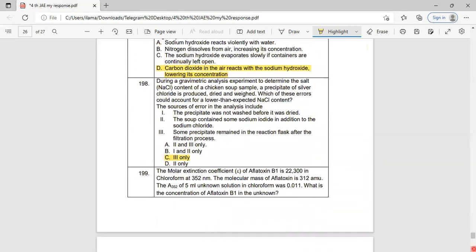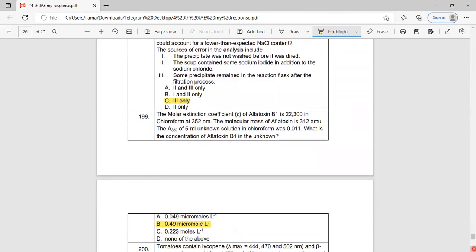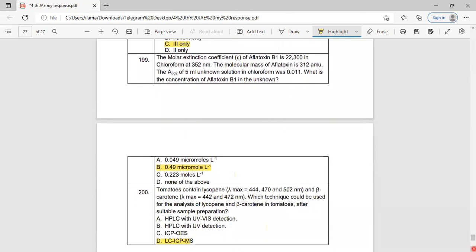Next, the molar extinction coefficient of aflatoxin B1 is 22,300 in chloroform at 352 nanometer. The molecular mass of aflatoxin is 312 AMU. The absorbance at 352 of a 5 ml unknown solution in chloroform is 0.011. What is the concentration of aflatoxin B1 in the unknown? 0.49 micromole per liter.